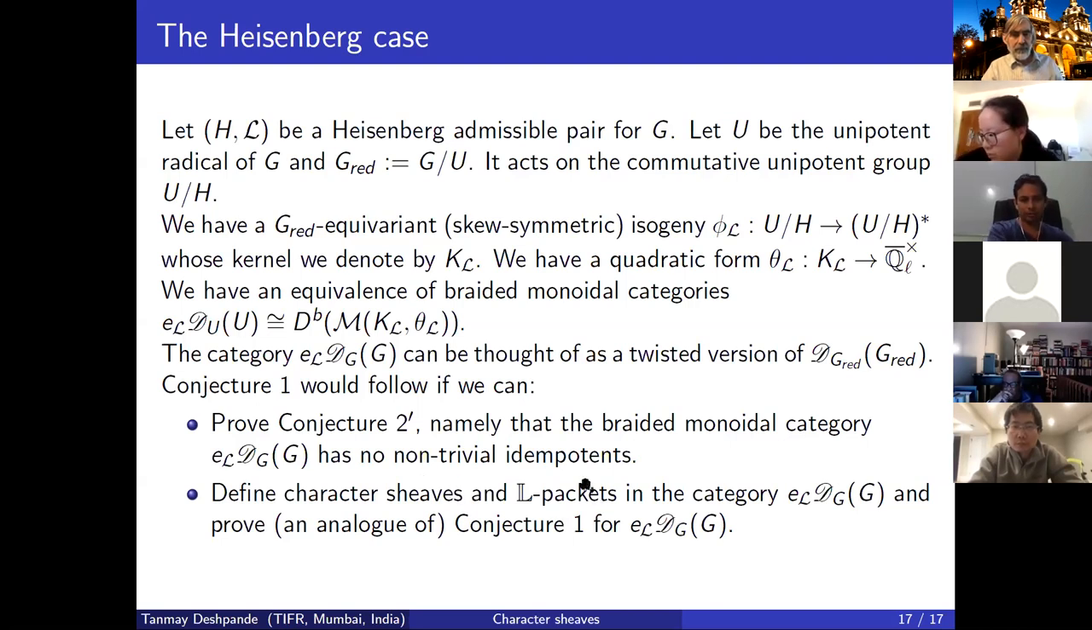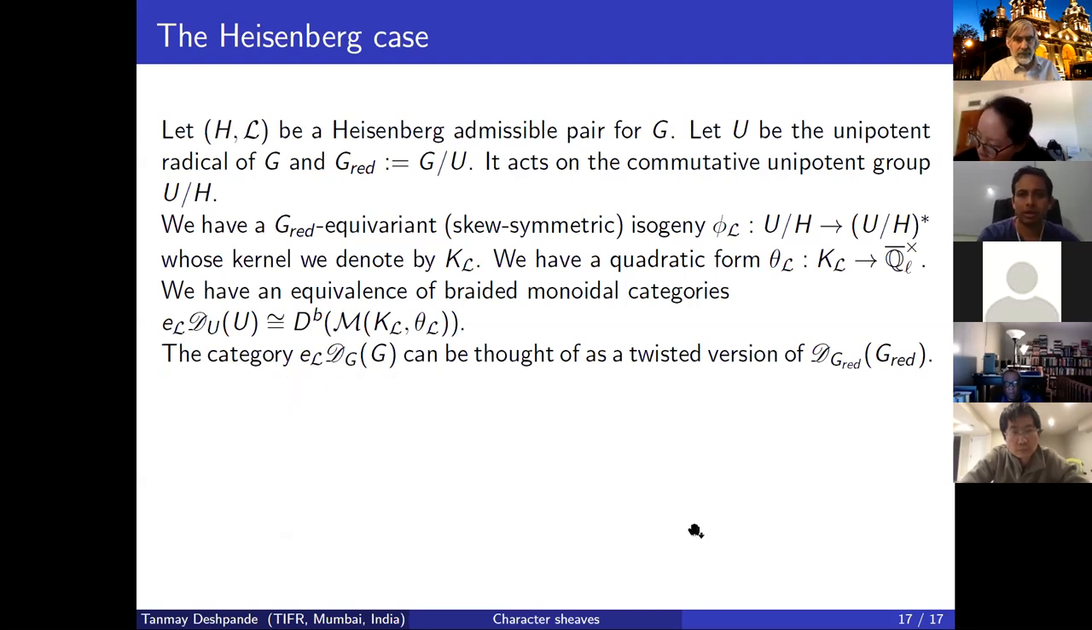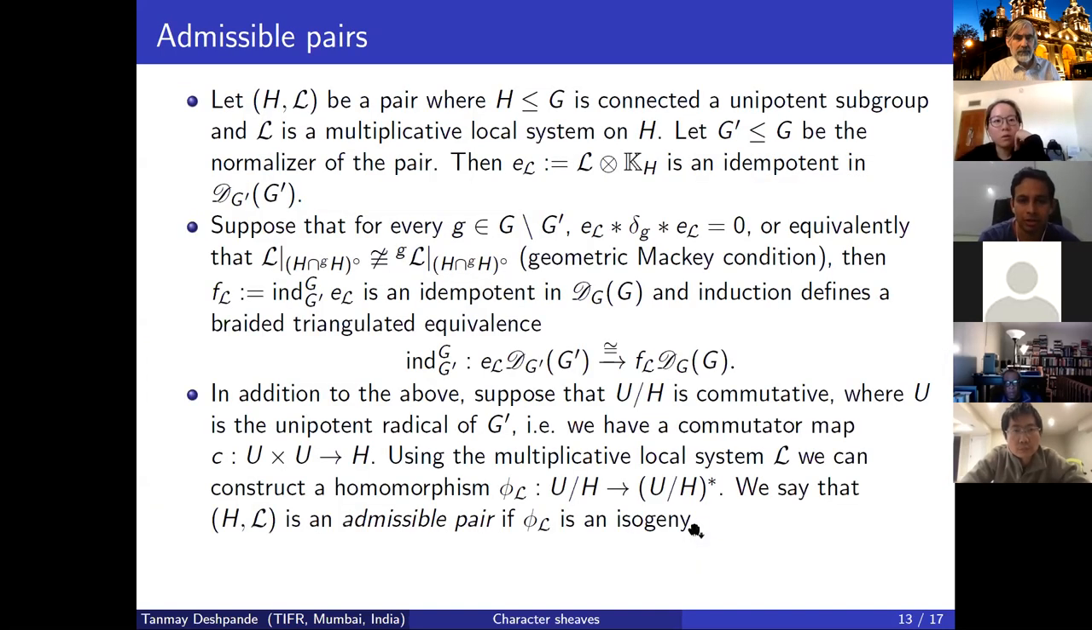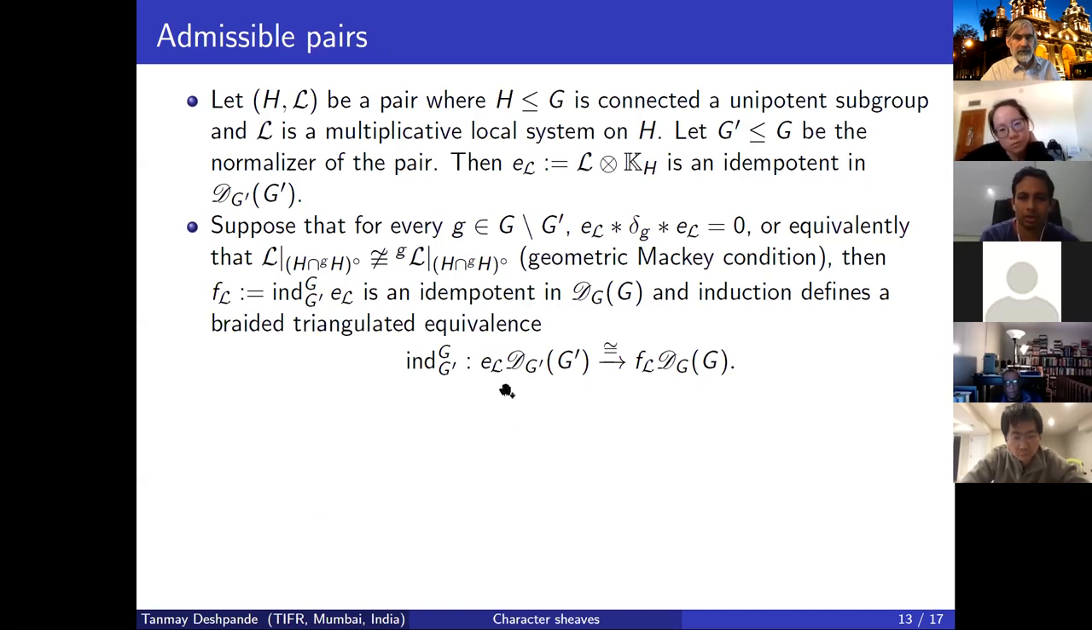And let me just add that, let's look at the Heisenberg case. For the character sheaves in EL DG of G, I expect that they should be perverse sheaves. So at least for solvable groups, in the Heisenberg idempotent case, the character sheaves are perverse. But let me just go back to this equivalence here. Let's say we have something Heisenberg here, and then we are inducing. So we expect the character sheaves here to be perverse. But the thing is, this induction functor doesn't preserve perversity.